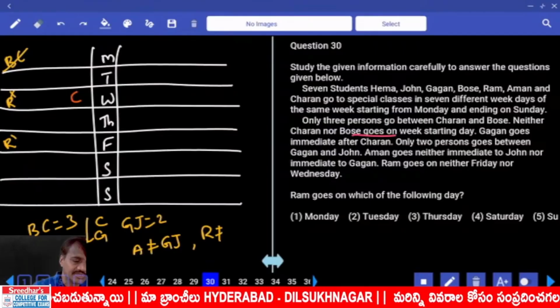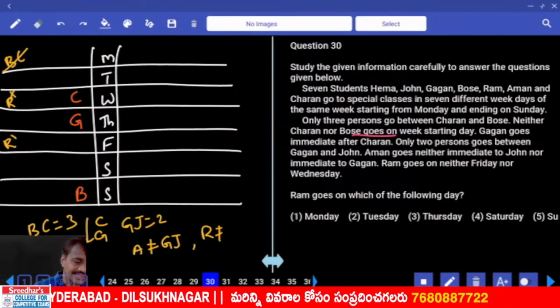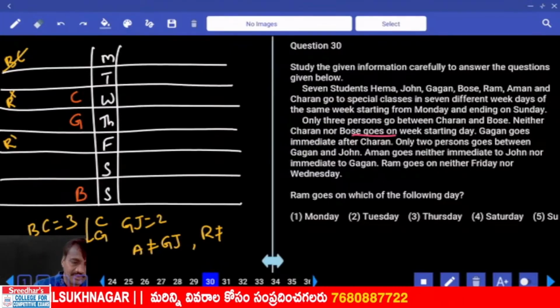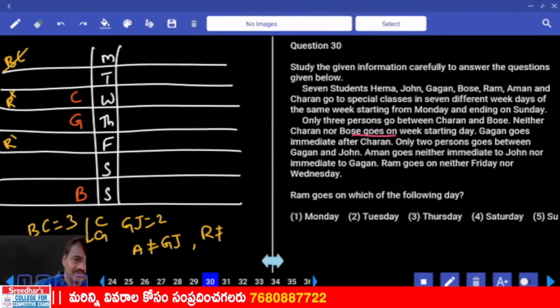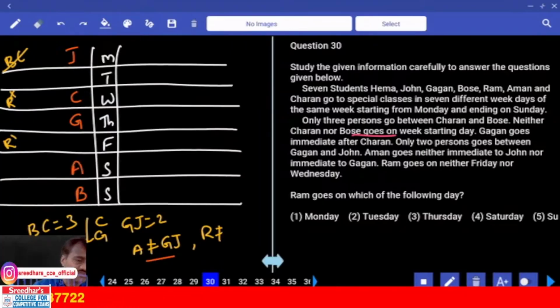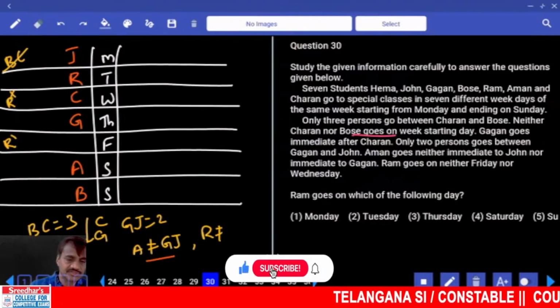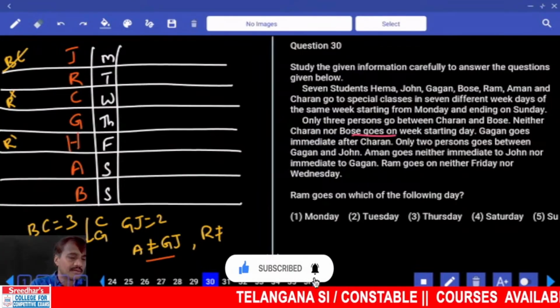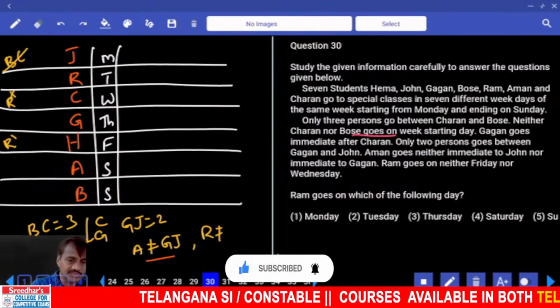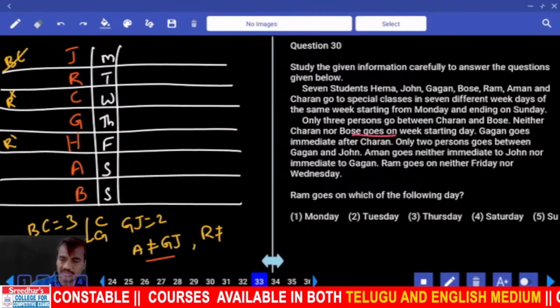Then can you have C at this place? Now C is here, then G will be here. Between B and C there are exactly 3 people, and between G and J there are exactly 2 people, so J is here. J is here, then A is not adjacent to G and J, so A is here. A is here, then R will be here. R is here, then 1 more person is left over. Who is that? H. H must be here. Then the order is J, R, C, G, H, A and B. Now this is for questions 30 to 33.